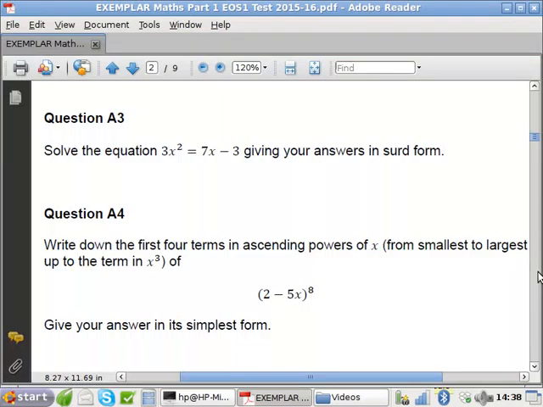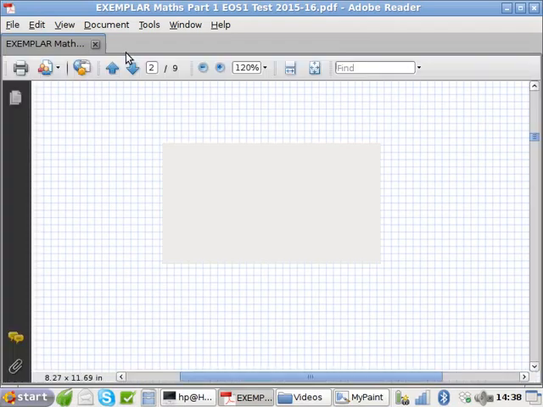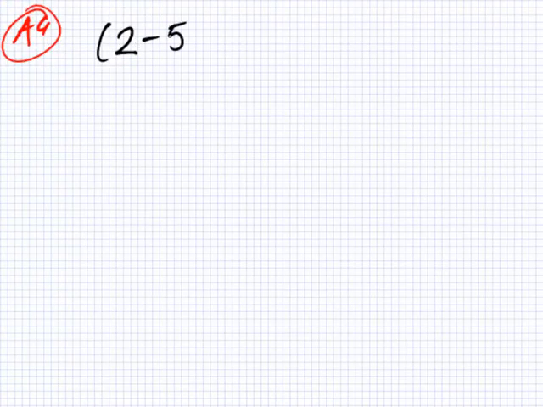We got this one? Yep. So this one now is A4. What was it? 2 minus 5x power 8. And we want to increase the x. And there's the first three terms.